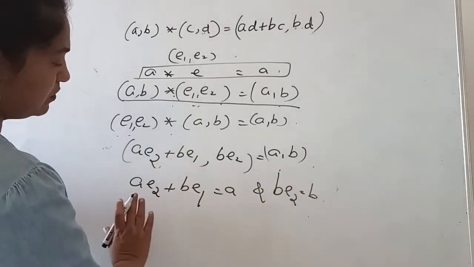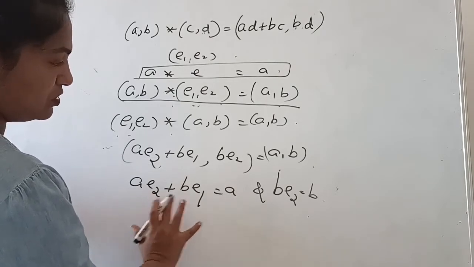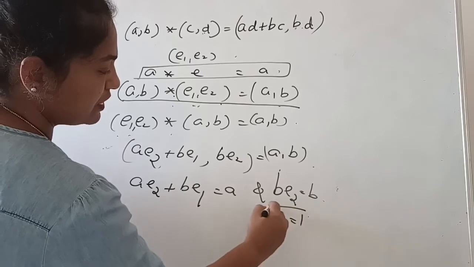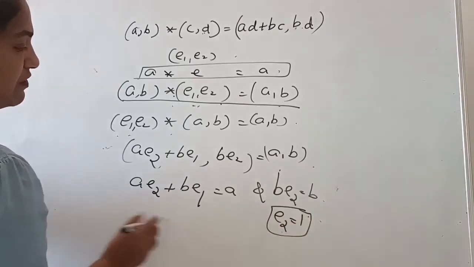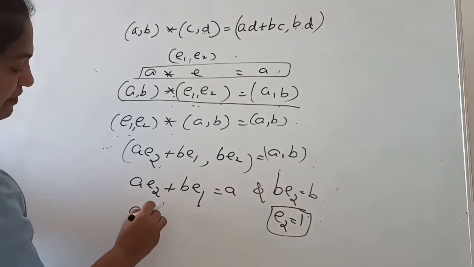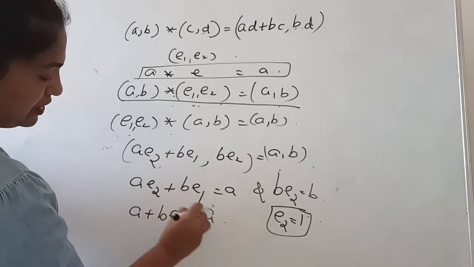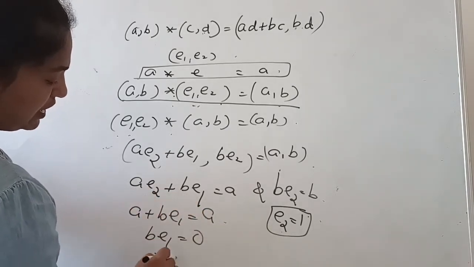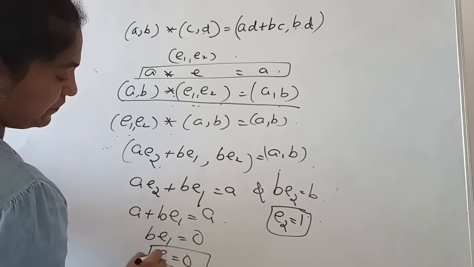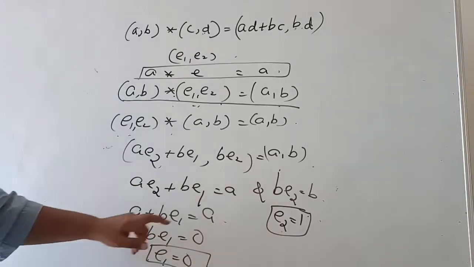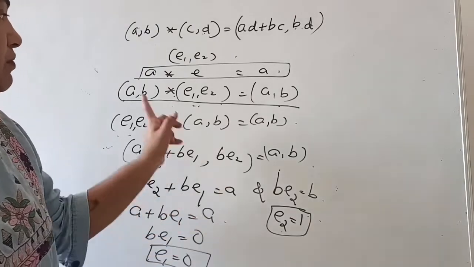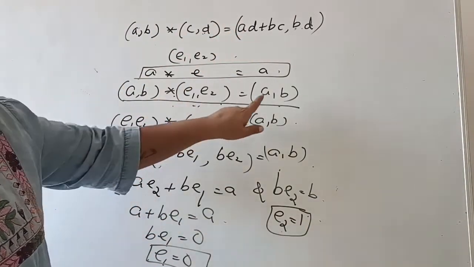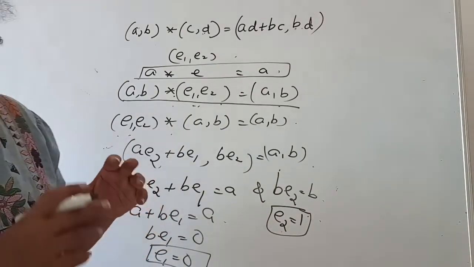Okay. Now, two unknowns, two equations. So what do I get the value of E2 as? I get the value of E2 as 1. Substituting this value of E2 over here, I will get A plus B E1 is equal to A. Or I can say B E1 is equal to 0, or E1 is equal to 0. I got the value of E1 and E2 as 0 and 1 by applying the binary operation which is given in the question to this.